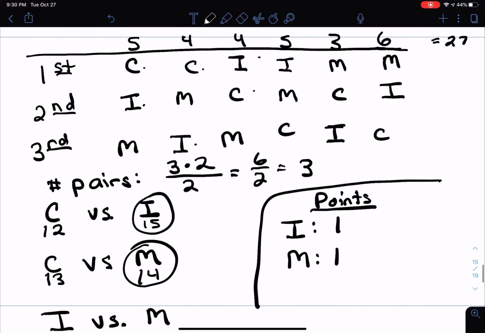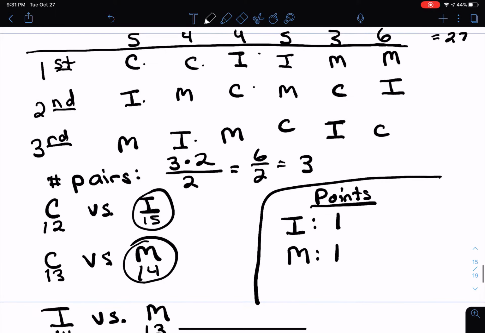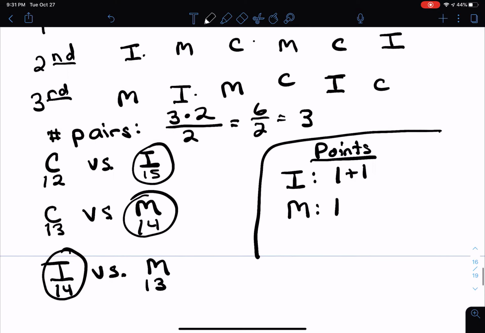Then Italian versus Mexican. We have 5 plus 4 is 9, plus another 5 is 14. So we have 14 where Italian was ranked above Mexican. So that means we should have 13 where Mexican's ranked above Italian. 4 plus 3 is 7, plus 6 is 13. Yeah. So in that one, Italian wins a point. And that's all of our pairings. So Chinese got 0 points in this case.